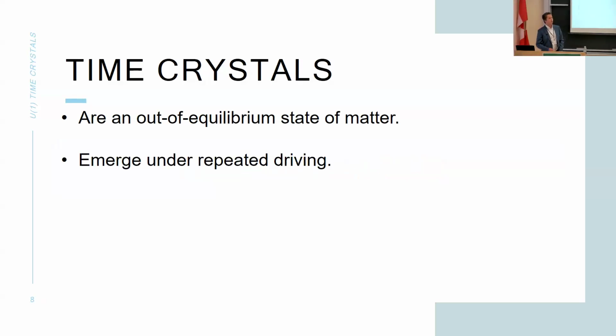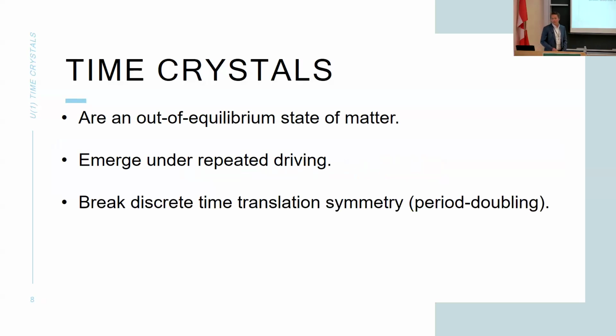But the reason we say it's out of equilibrium is because it emerges under repeated driving. So we're going to be repeatedly kicking this thing with energy, and the promise is that it's going to evolve and emerge into some sort of stable regime. And that stable regime breaks discrete time translation symmetry with a phenomenon known as period doubling.